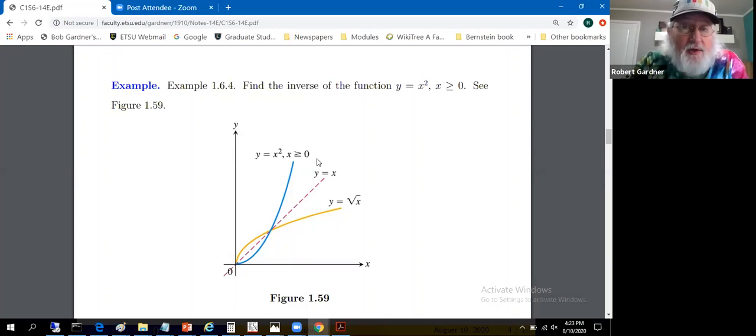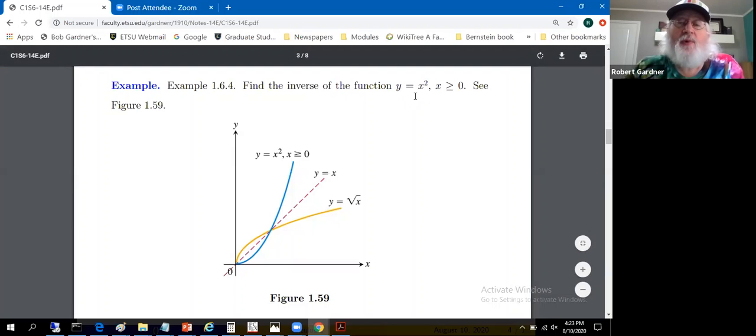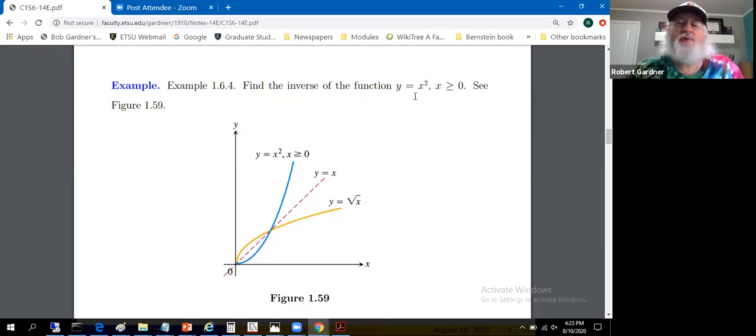That satisfies the horizontal line test, and that is a one-to-one function. So y equals x squared by itself is not one-to-one and doesn't have an inverse. Y equals x squared with a constraint, x is greater than or equal to 0, does have an inverse because it's a one-to-one function.